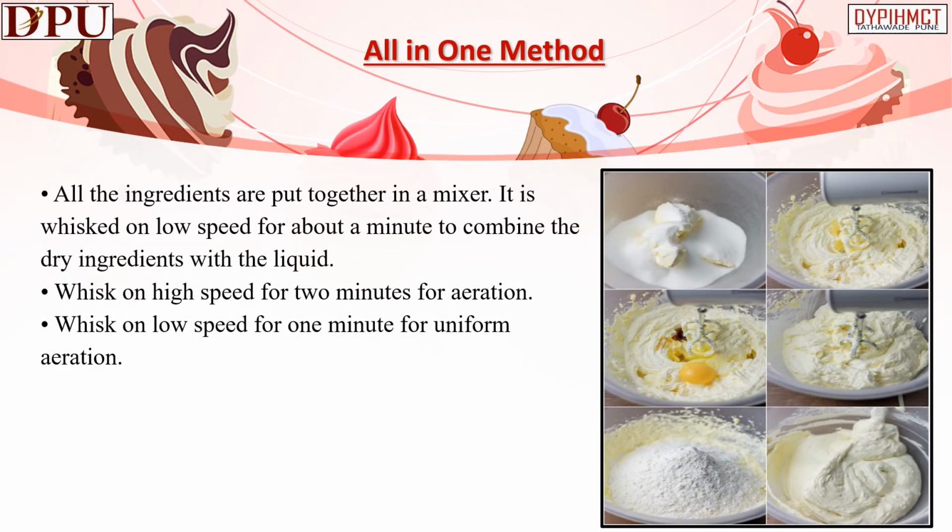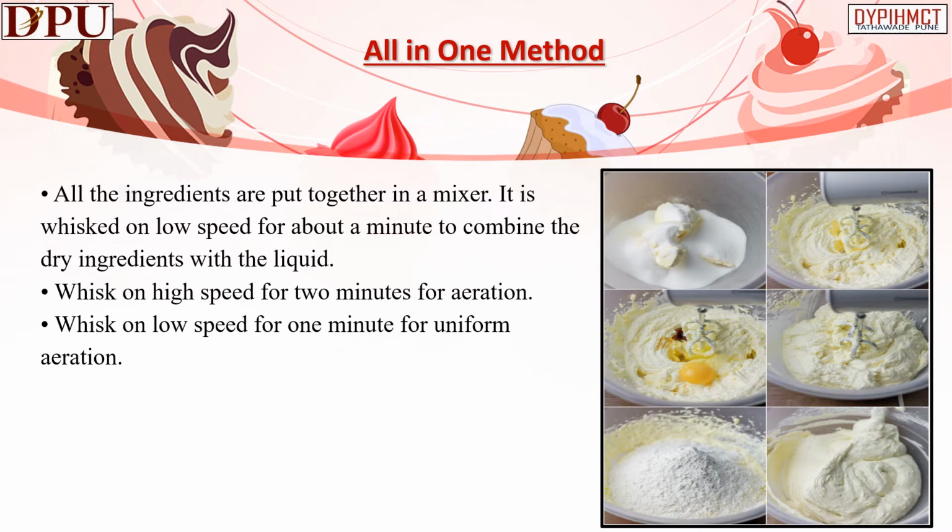Let us see the all-in-one method of cake making. This is one of the simplest methods of cake making. As the name suggests, all dry and wet ingredients are used together, all at one time, to make the cake mixture. Process is as follows. All the ingredients are put together in a mixer.